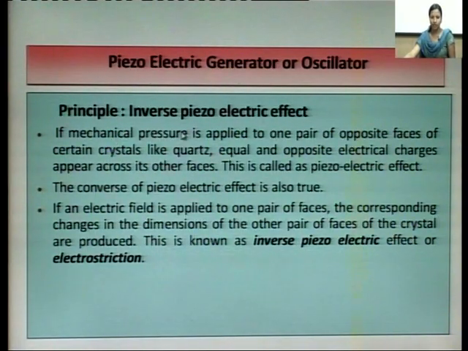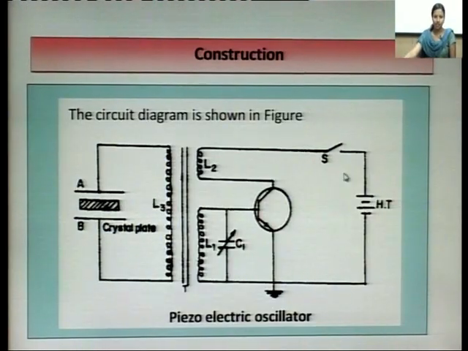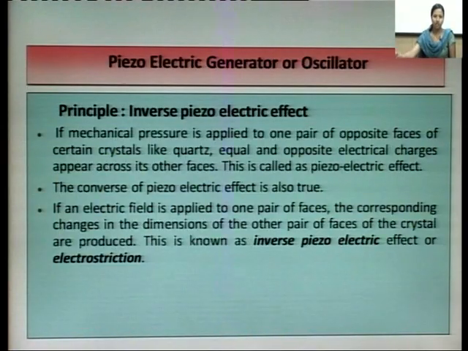If mechanical pressure is applied to one pair of the opposite faces of certain crystals like quartz, an equal and opposite electric charge appears across its other faces. This is called the piezoelectric effect. So in detail, this is the rod. Here if we apply some mechanical pressure, it will produce some electric effect. This is called the piezoelectric effect, and its converse is called the inverse piezoelectric effect.